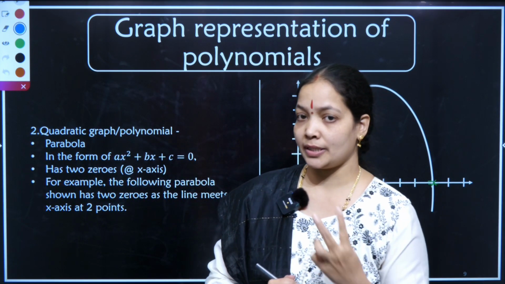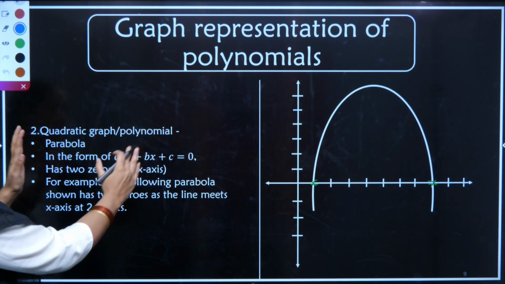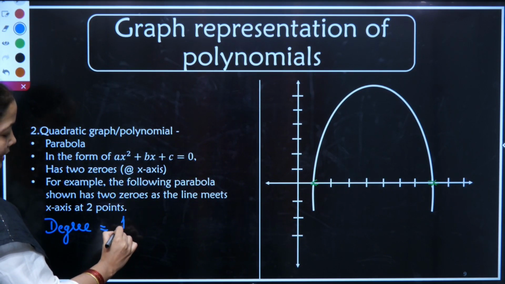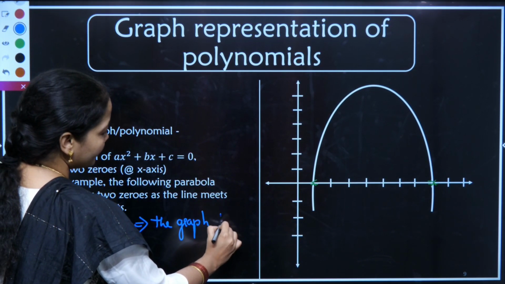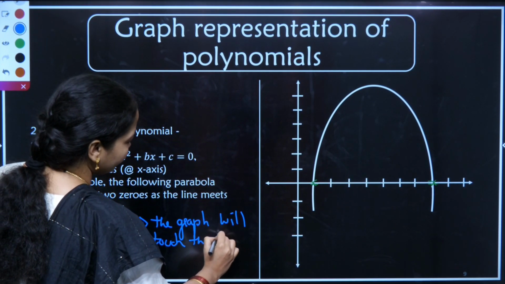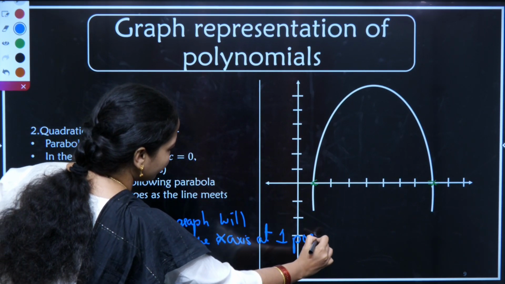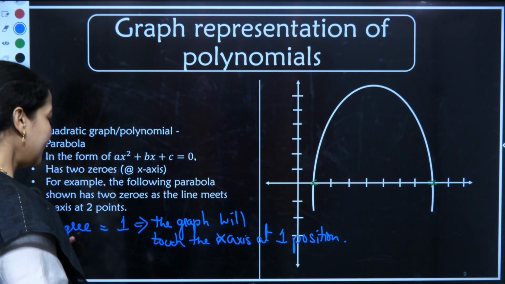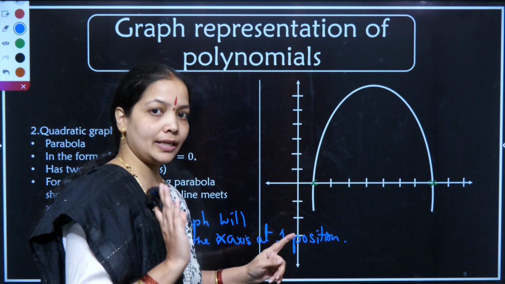Now we have to understand the graph as well as relate it to the degree. When the degree of any polynomial is exactly 1, the graph of that polynomial will touch the x-axis at one position. This is the meaning of linear polynomial. Degree is 1, I call it a linear polynomial. When it is linear, the graph will touch the x-axis exactly at one position.